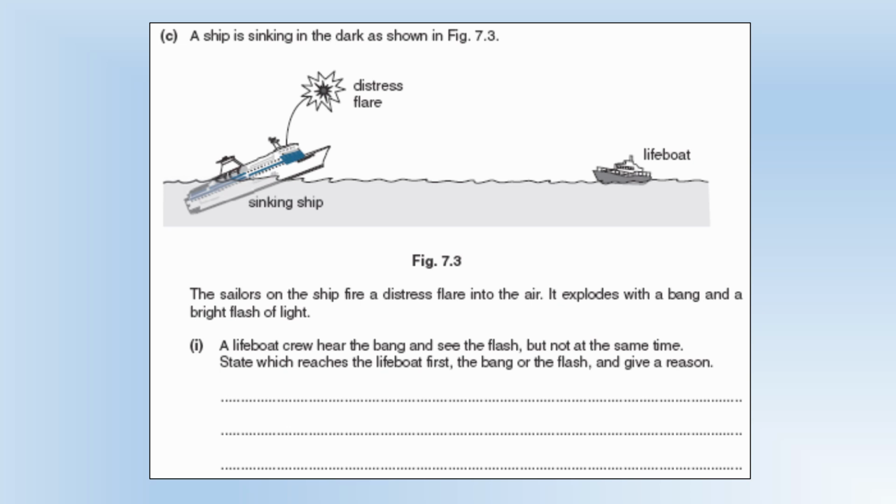A ship is sinking in the dark, as shown in the diagram. The sailors on the ship fire a distress flare into the air. It explodes with a bang and a bright flash of light. The lifeboat crew hears the bang and sees the flash, but not at the same time. State which reaches the lifeboat first, the bang or the flash, and give a reason.